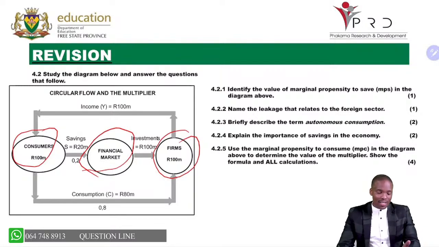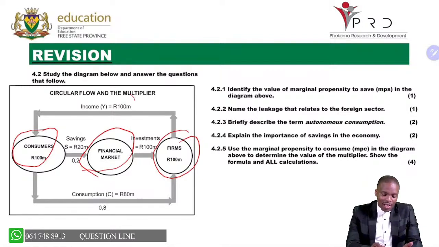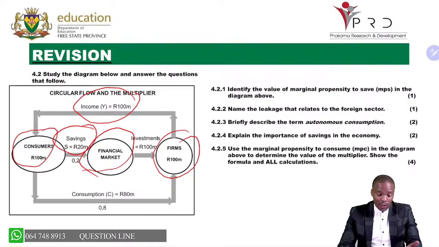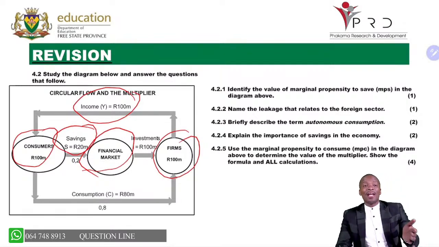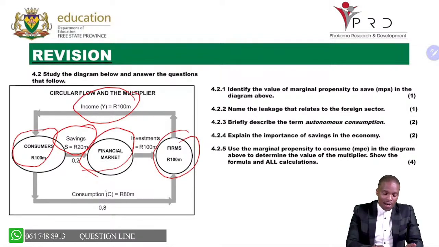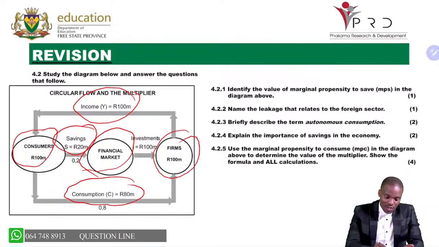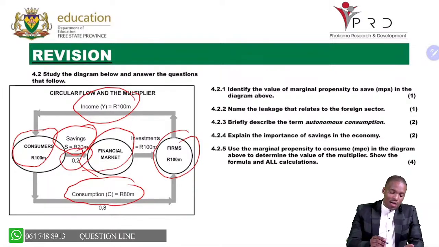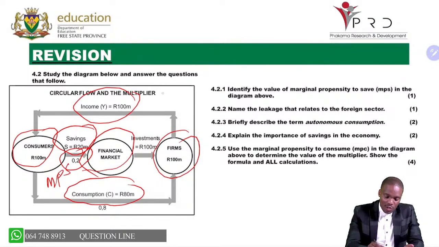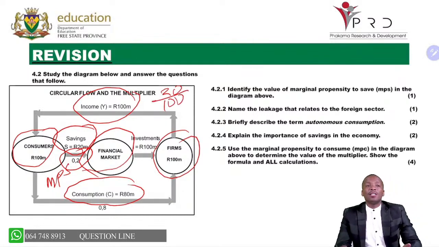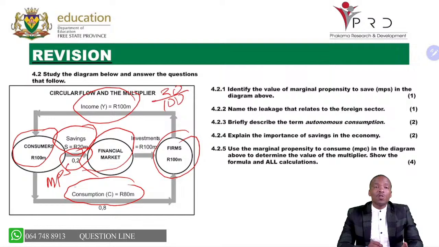Okay, now that tells us that from this income, savings is 20 million. And once you say 100 minus 20, that tells you that consumption is 80 million. And converted to 0.2, that is your MPS. How did you get your MPS? You said 20, which is savings, divide by 100 of the income. And then it will give you 0.2.